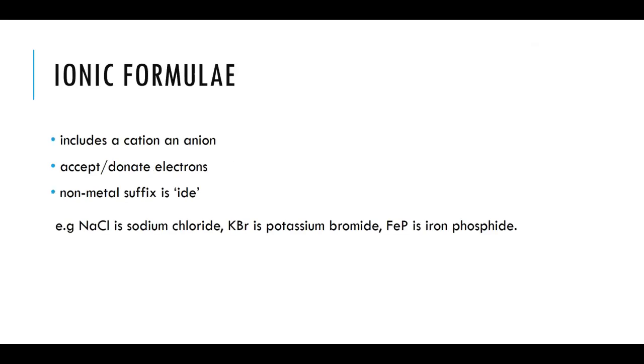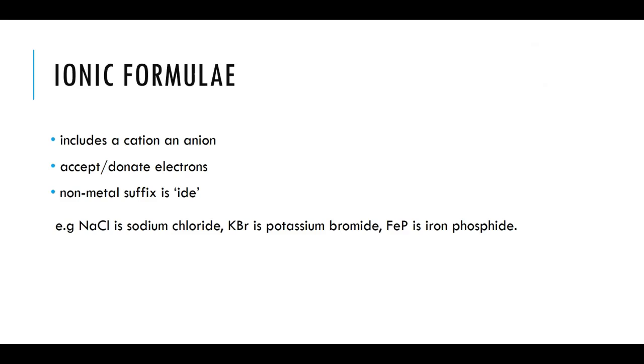An ionic formula includes a cation and an anion. Cations are positively charged ions and anions are negatively charged ions. Ionic compounds are formed when we have an ion that is willing to accept electrons and an ion that is willing to donate electrons, and together they form an ionic compound.